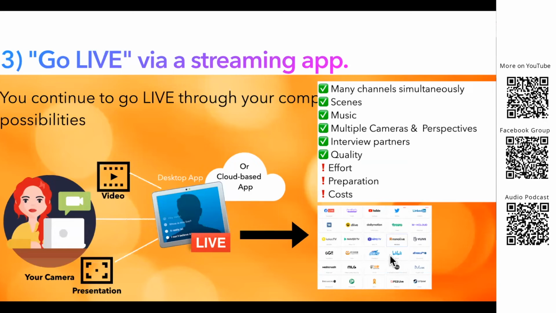And then as a third way, the third level, let's say, you can go live with an additional streaming app. This is the next level if you want to create more out of your live video. You are adding an additional camera, for example. You can also add interview guests, add music, add another perspective, or share something on your screen. You can also do some of these things with Zoom, but it's a little bit more complicated, and it does not enhance the experience.